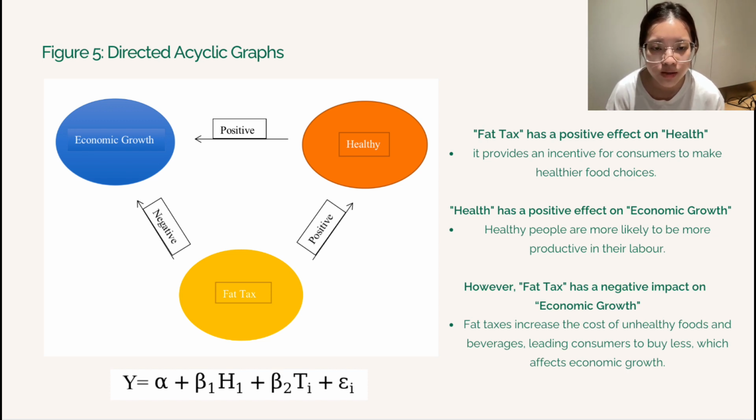When sugary drinks and fatty snacks are more expensive, people may choose alternatives that are lower in sugar and fat, such as water, fruits, and vegetables. At the same time, health also has a positive effect on economic growth. Healthy people are more likely to be more productive in their labor. They tend to have fewer sick days and higher levels of energy, which can lead to increased output and efficiency.